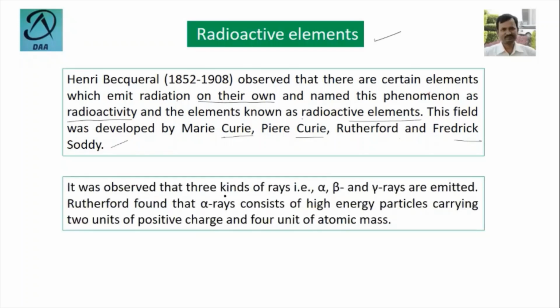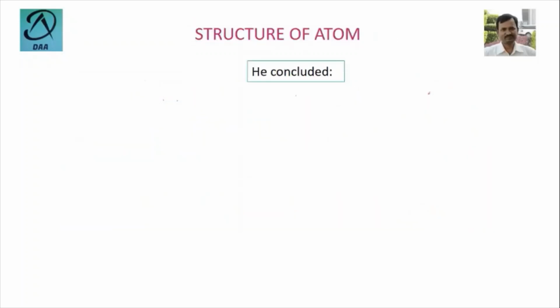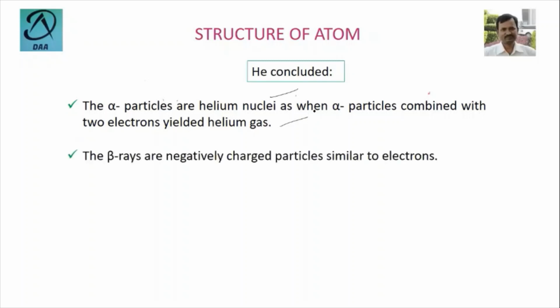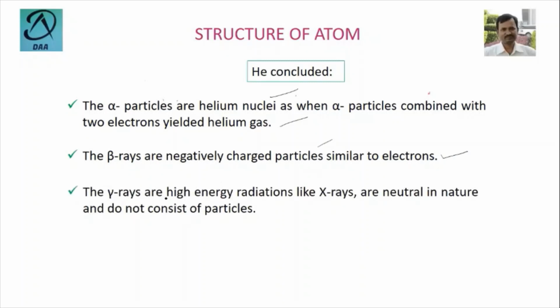It was observed that three kinds of rays, alpha rays, beta rays and gamma rays, were emitted, and Rutherford found the alpha rays consist of high energy particles carrying 2 units of positive charge and 4 units of atomic mass. We'll discuss details when we discuss the Rutherford model in the next class. The conclusion of this experiment is that alpha particles are helium nuclei, as when alpha particles combined with 2 electrons they yielded helium gas. The beta rays are negatively charged particles similar to electrons. And the gamma rays are high energy radiation like X-rays, neutral in nature and without any particles.